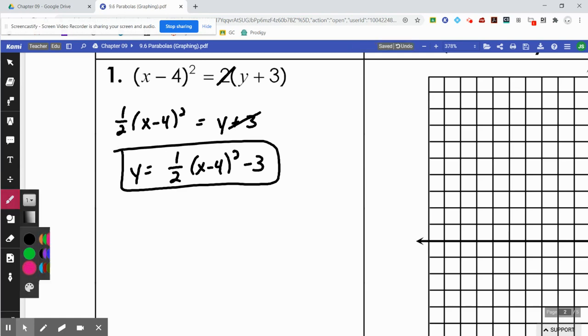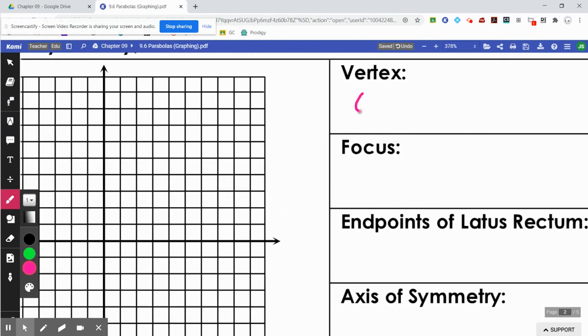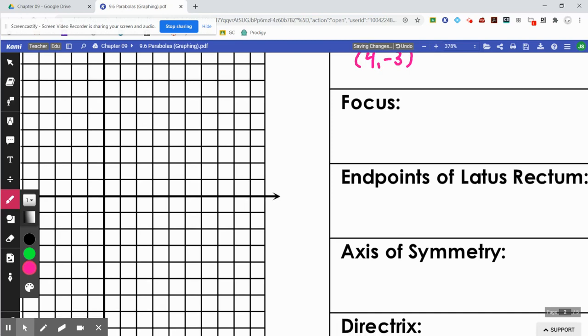So let's look at our transformation on our vertex. This would move your vertex right 4 because it's inside parentheses with an x. It moves it the opposite of what you think it would. This would move your parabola down 3. So right 4, down 3 has a vertex now at (4, -3). Let's go ahead and plot that vertex.